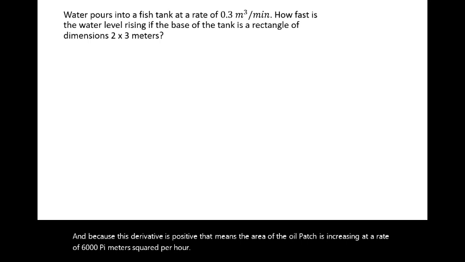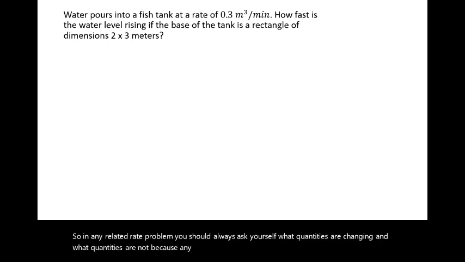So in any related rates problem, you should always ask yourself what quantities are changing and what quantities are not, because any quantity that is not changing is a constant and should be treated as such. So let's say that water pours into a fish tank at a rate of 0.3 meters cubed per minute. How fast is the water level rising if the base of the tank is a rectangle with dimensions 2 by 3?